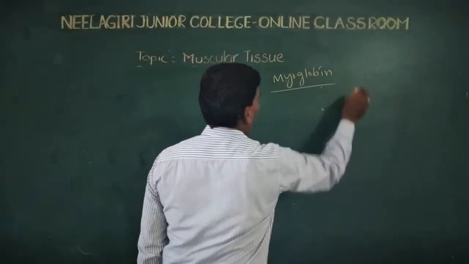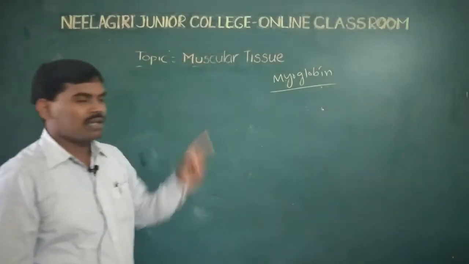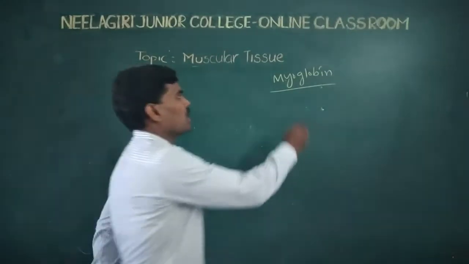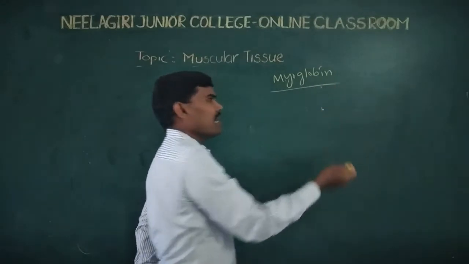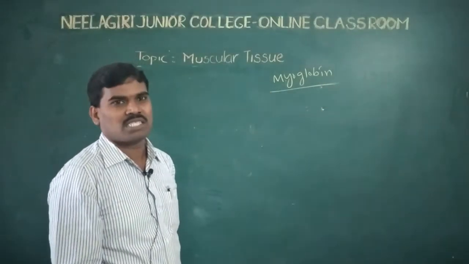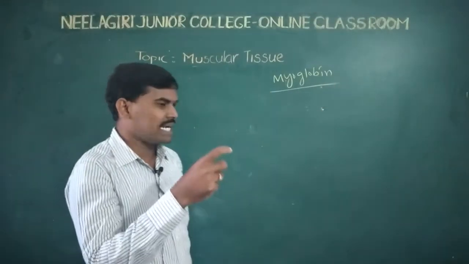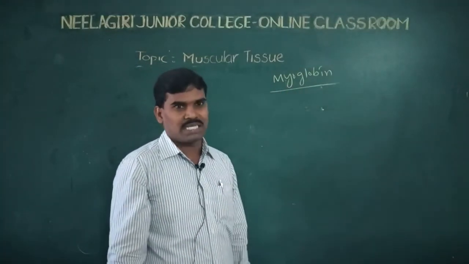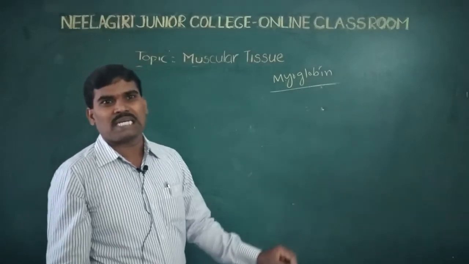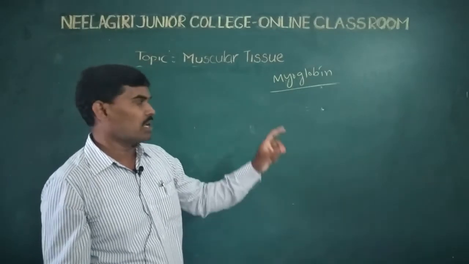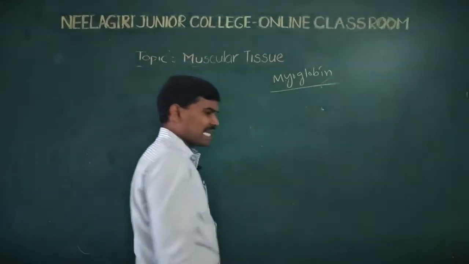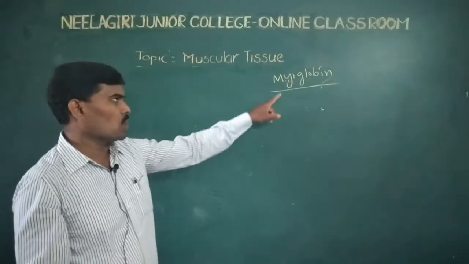Myoglobin is present in the red-colored muscles. Myoglobin is absent in the white muscle fibers. Almost 99% of muscles are red because myoglobin is present.